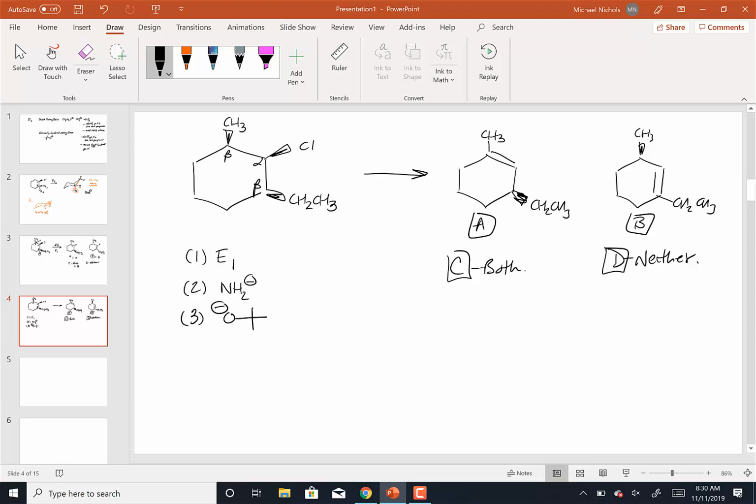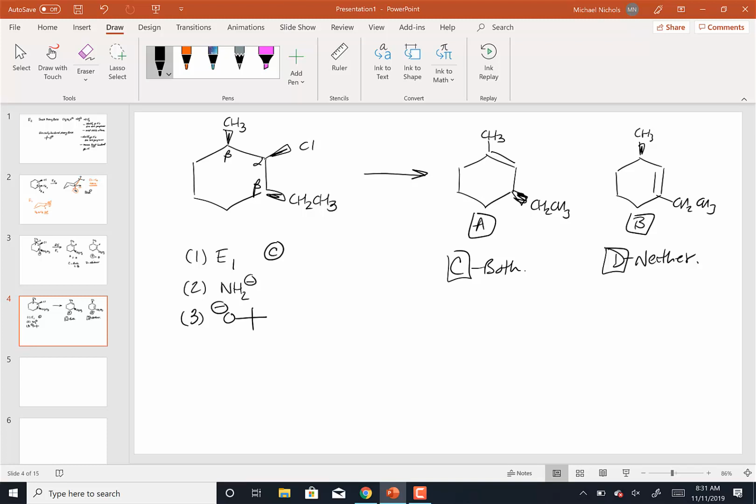So, for number 1, if we do an E1 mechanism, what's our major product? A, B, both, or neither? A, B, C, or D? Okay, E1. Right. E1, the major answer is C. Okay? Next, NH2 minus.